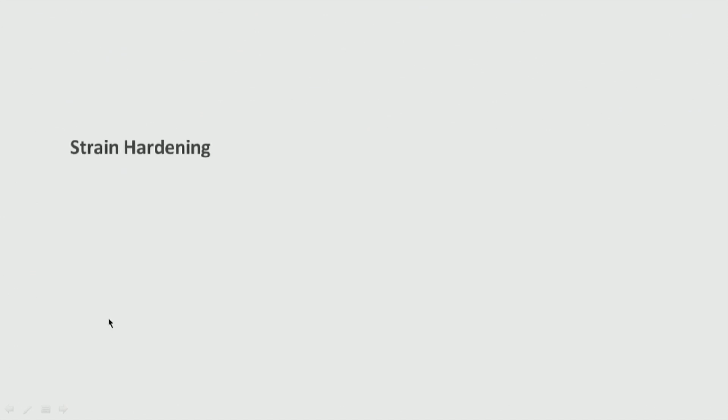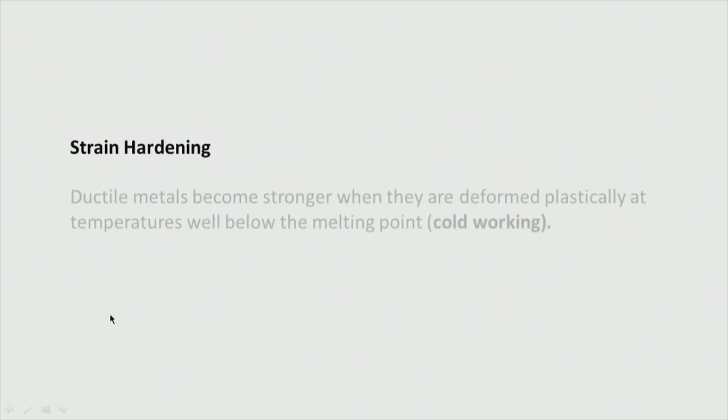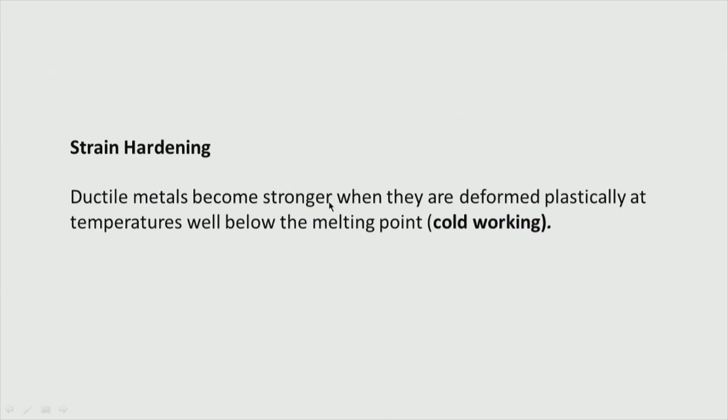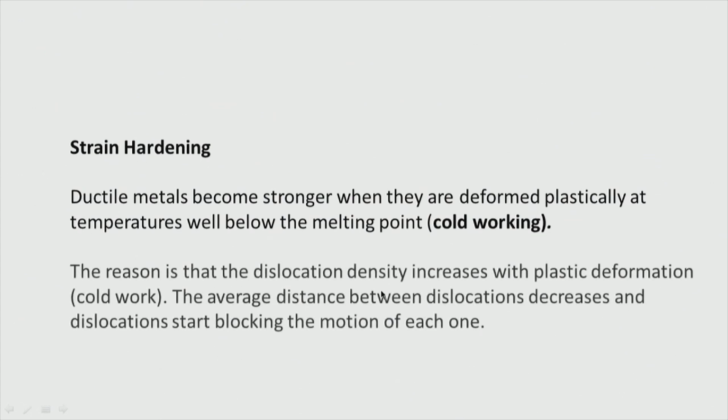Okay. There is something called strain hardening. Okay. So ductile metals become stronger when they are deformed plastically, at temperatures well below the melting point. So that is called cold working. Okay, so you bring it down below the melting point and then they deform it plastically so that it gets very hard. Okay. The dislocation density increases with plastic deformation. So the average distance between dislocations decreases and the dislocations start blocking the motion of each other. So they are not going to get dislocated further.